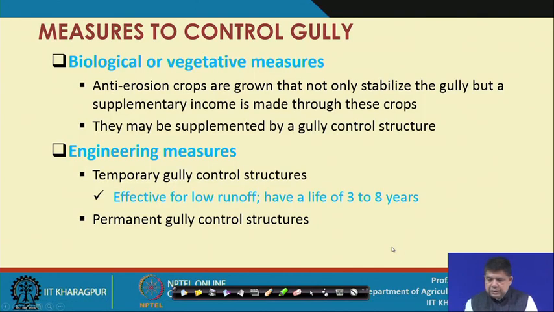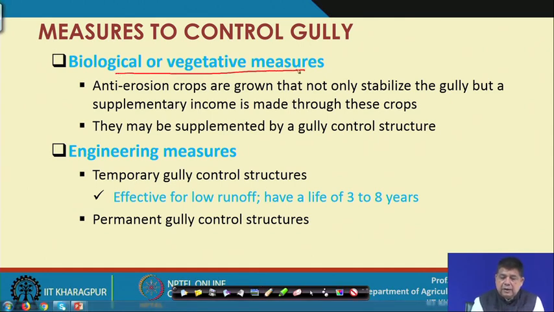And if we talk about the measures to control gullies, we have just now seen the biological or vegetative measures, where anti-erosion crops are grown that not only stabilize the gully, but can also supplement the income. So, for stabilizing the gully, we grow some kind of anti-erosion crops, and because these crops are grown, supplementary income will also be there, and they may be supplemented by gully control structures, as we have seen, by earth fills and so on.